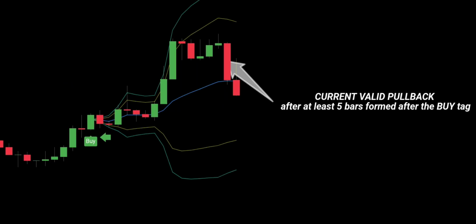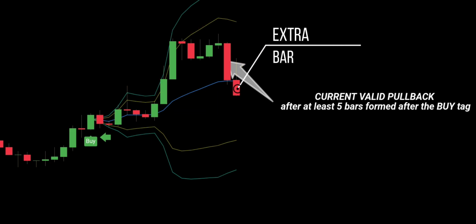We see a buy label. We move the anchored VWAP tool onto the candlestick, where we see the label. Then, as you can see on the screen, a valid pullback movement forms. This pullback movement closes below the blue line.